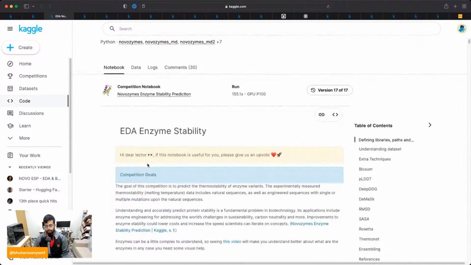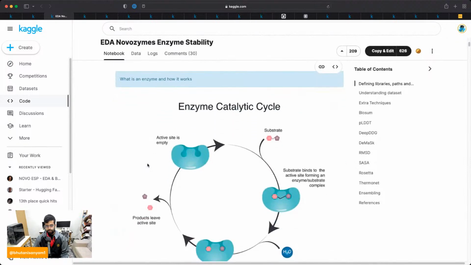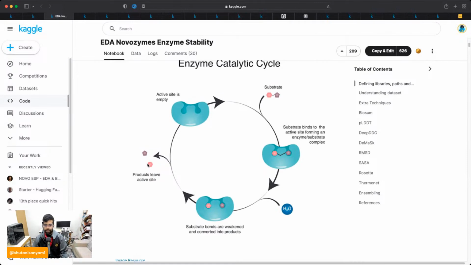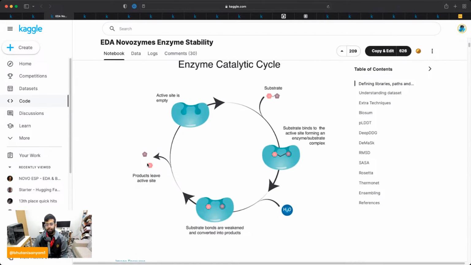Here's one more, which also shows the enzyme catalytic cycle. I also found this explanation to be quite good, so that's why I'm explaining this. Enzymes follow this cyclic behavior where different substrates get bound to the enzyme, and then a reaction happens on the enzyme's surface, after which the products leave the site and the enzyme remains unchanged, and this process keeps repeating itself. That's why they are a form of catalyst, and this keeps happening over and over again.